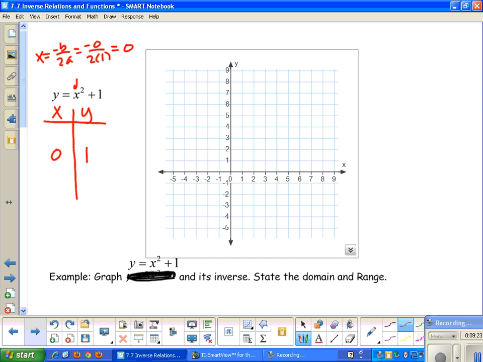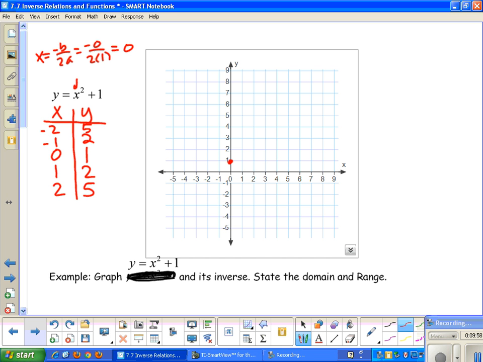So for this, now, if I pick 1 and plug it in, 1 squared is 1 plus 1 would be 2. If I plug 2 in, 2 squared is 4 plus 1 would give me 5. And then if I keep on going, I'm going to do the other side. So we have negative 1. Negative 1 squared is positive 1, plus 1 would be 2, and negative 2, if I plug that in, would also give me 5.